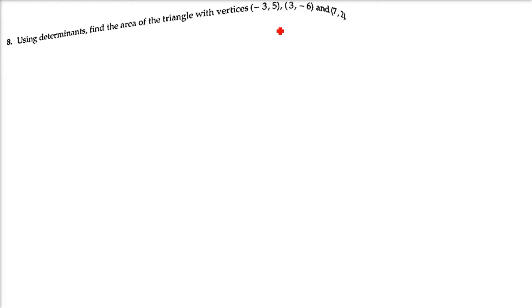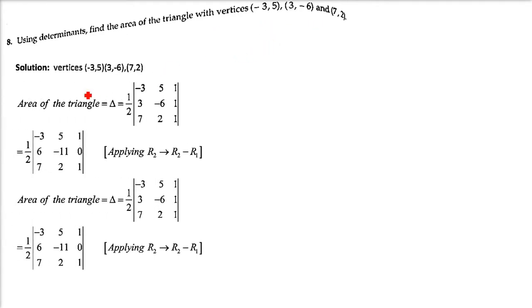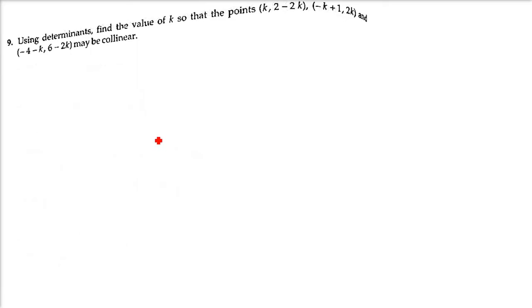Using determinants, find the area of a triangle with these three vertices. Since we have already done a question like this, I am writing x1, x2, x3 in the first column, y1, y2, y3 in the second column, 1, 1, 1 in the third column. Do r2 minus r1 and r3 minus r1, that is row 2 minus row 1 and row 3 minus row 1, you get two zeros, and the final answer will come. I am skipping it just because we have already done questions like that.